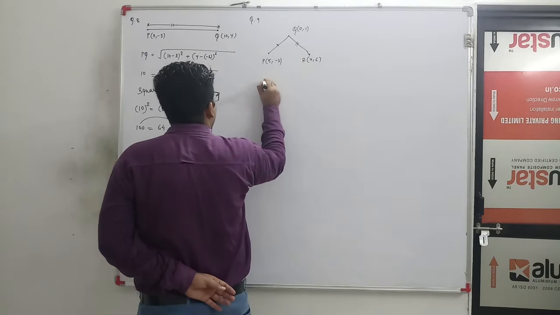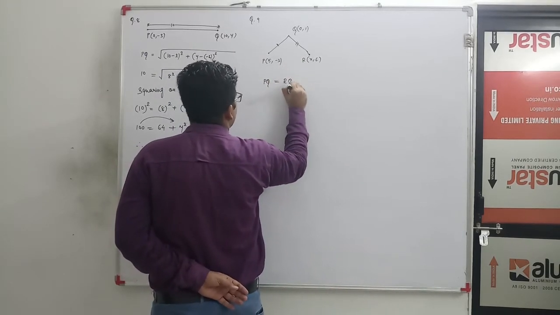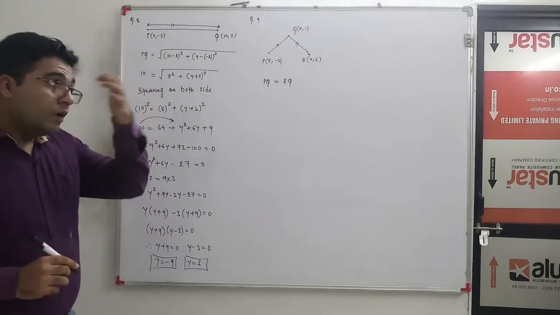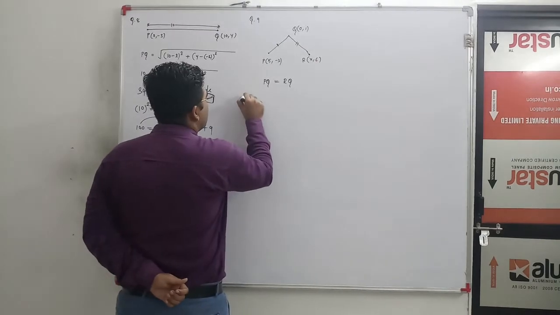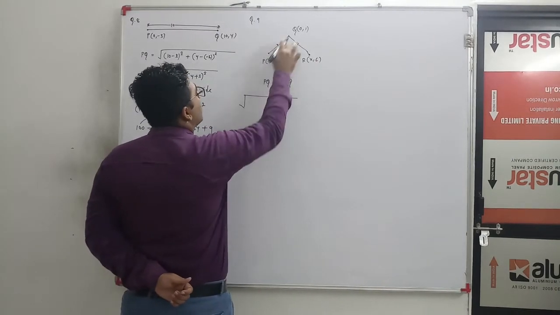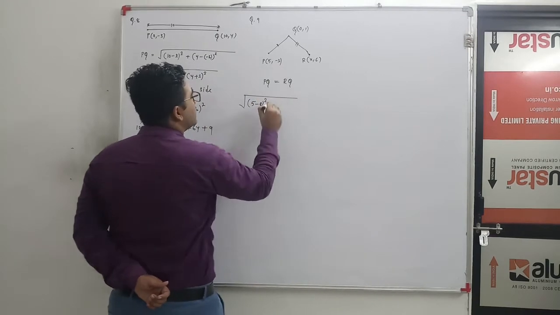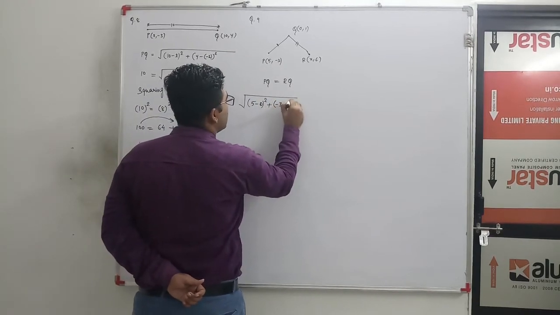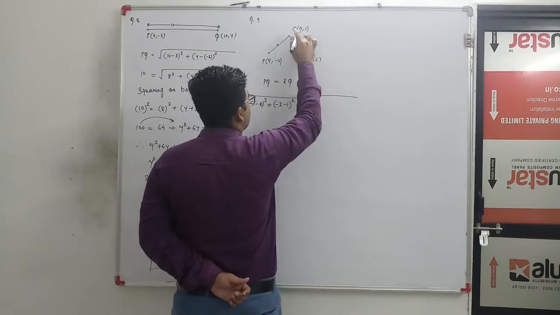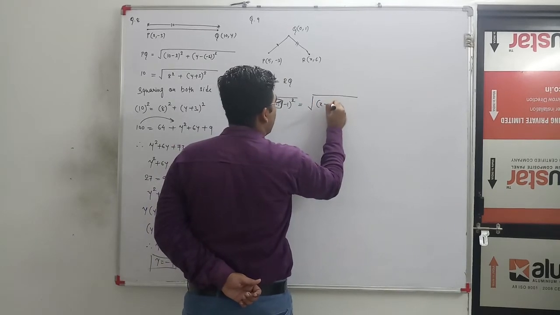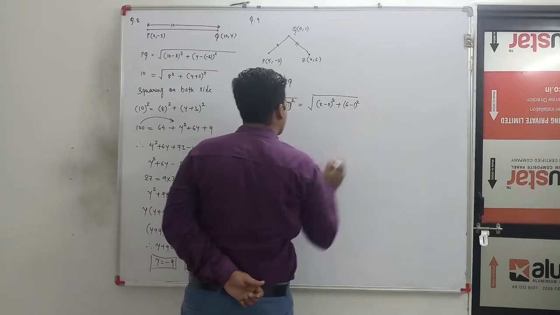They have already given that PQ and RQ both are equal. So here I am using the concept of the distance formula. As per the distance formula, on the left side, square root of (5 minus 0) whole square plus (-3 minus 1) whole square is equal to, on the right side, square root of (x minus 0) whole square plus (6 minus 1) whole square.